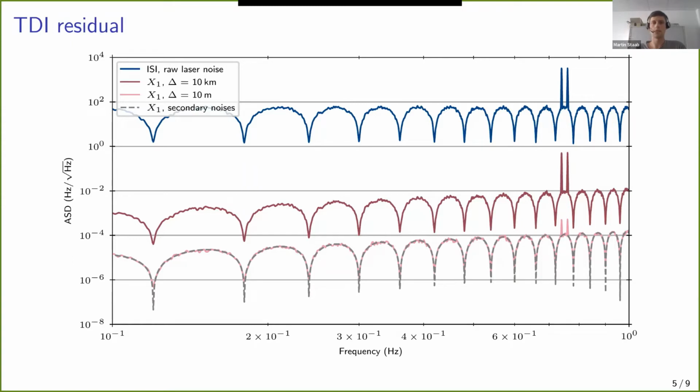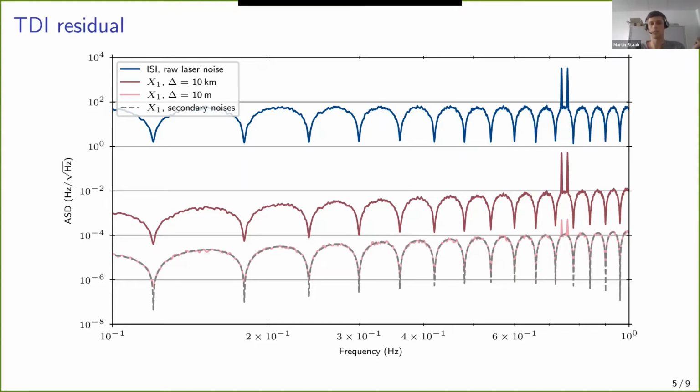And if you form your TDI variables now and you have an error of, let's say, 10 kilometers, then you end up with this dark red curve, and you can just see how laser frequency noise got suppressed, but not fully, since the dashed gray line shows you the level of secondary noises. So this would not be enough. Knowing the arms with 10 kilometers accuracy would not be enough.